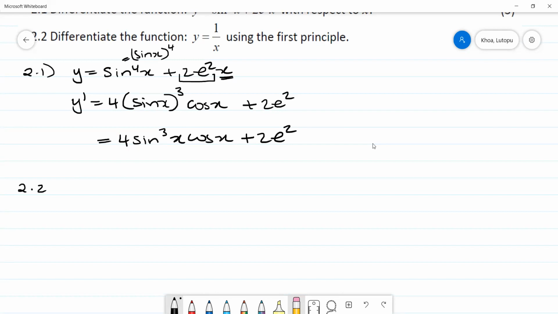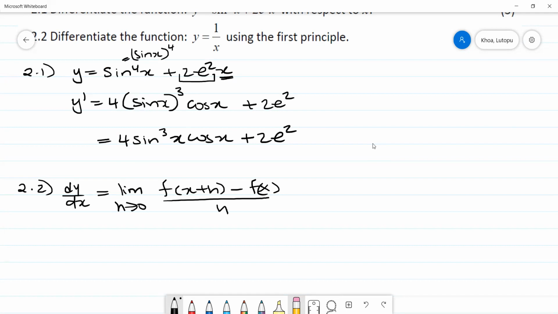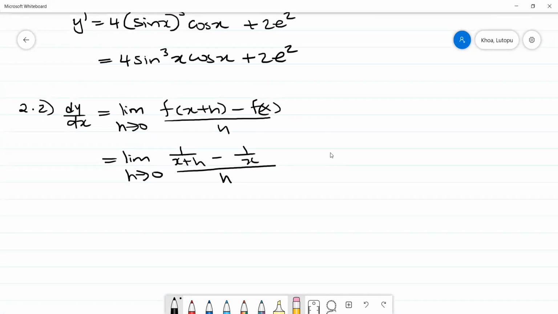Then 2.2, differentiate y is equal to 1 over x using first principles. With this question, you cannot do it in the short way. You must differentiate it using the definition. So our definition, dy/dx, is the limit as h goes to 0 of f of x plus h minus f of x over h. This is the limit as h goes to 0 of 1 over x plus h minus 1 over x, over h. And then we combine these two fractions.